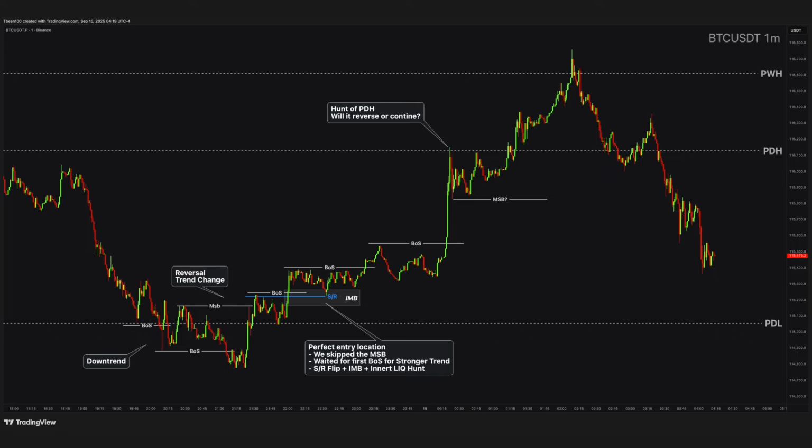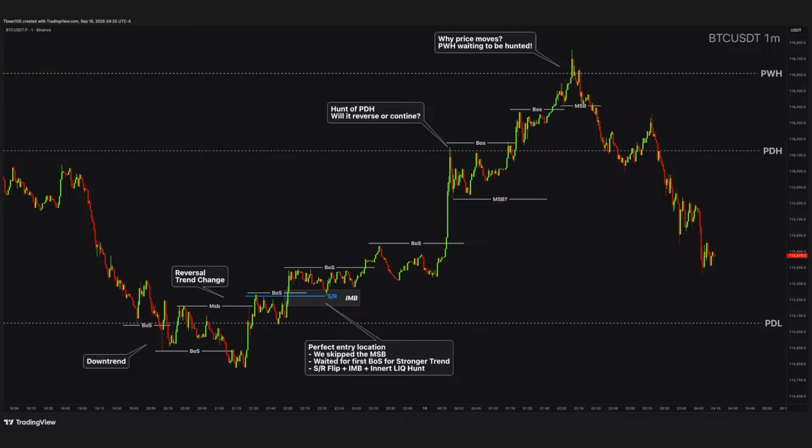That means the trend hasn't shifted from an uptrend into a downtrend yet. Instead, the price keeps breaking structures to the upside, climbing higher and higher, as you notice. At the very top, we also have the previous week's high just sitting there waiting to be hunted. This is one of the main reasons why the price continued pushing upwards in this example.